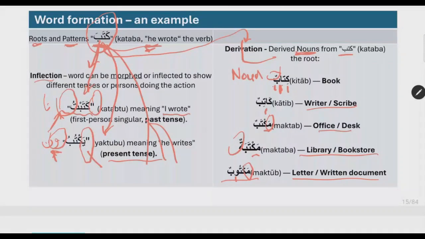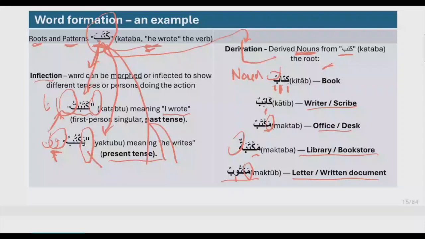So from the three-letter verb form, you can actually derive all these different tenses and moods. Likewise, if you add alifs or waws or meems and ta marbutas and all the rest of it, you can then derive a whole lot of nouns from that same root verb or root word. And that's what gives this language its richness.